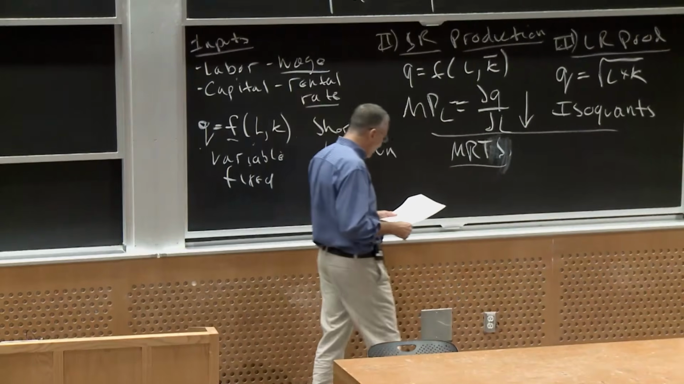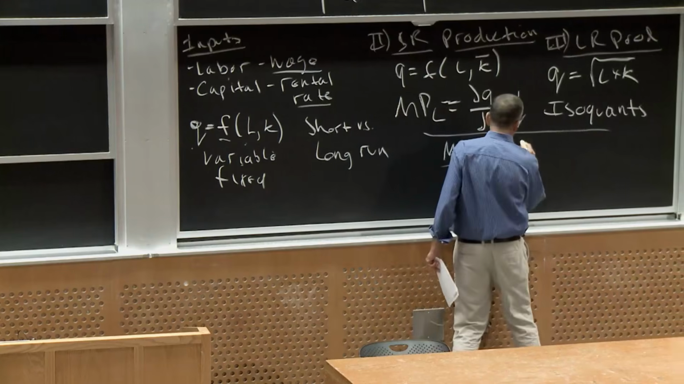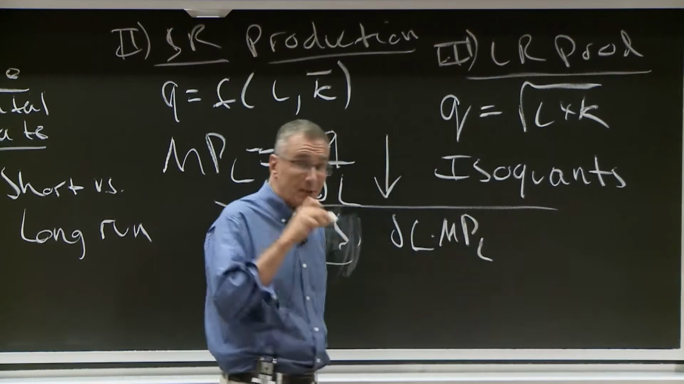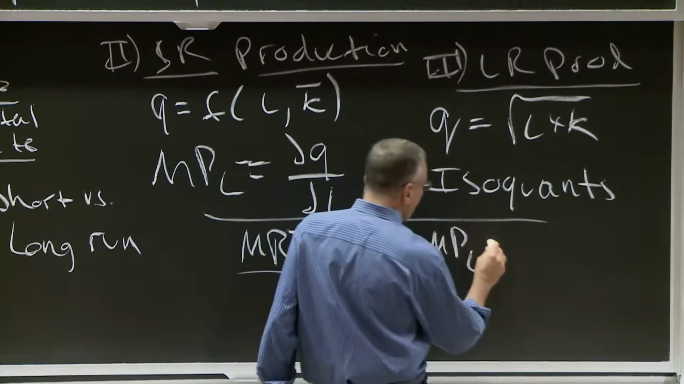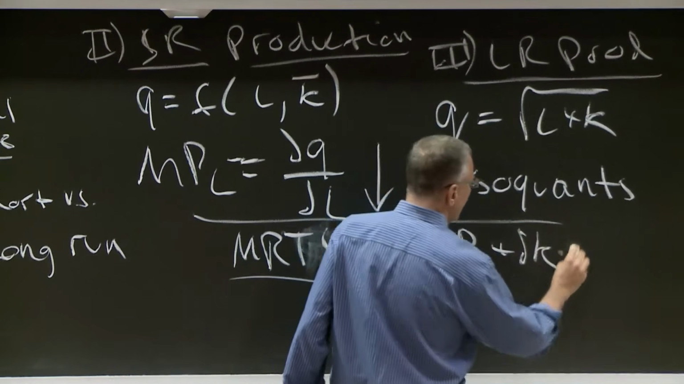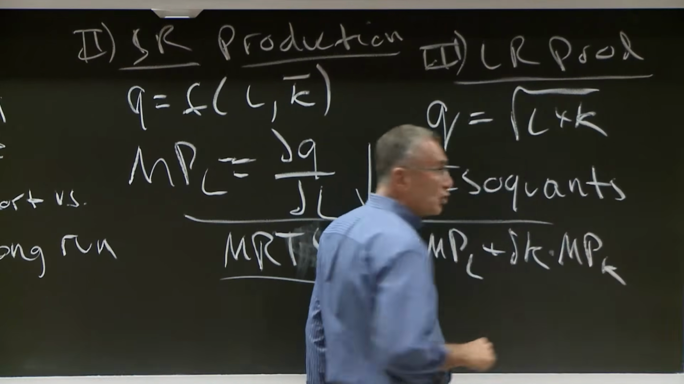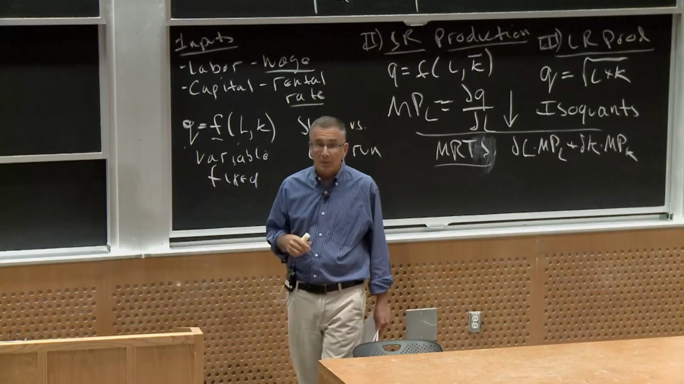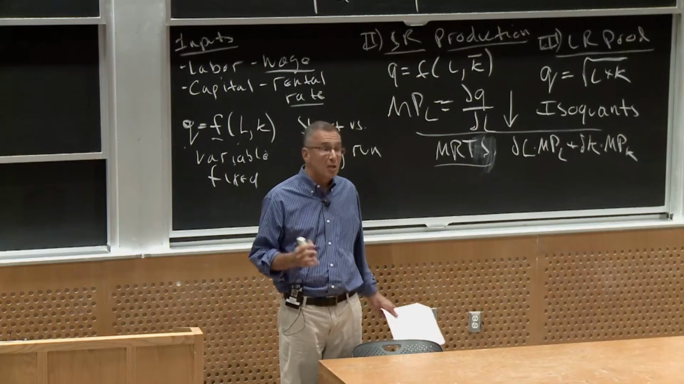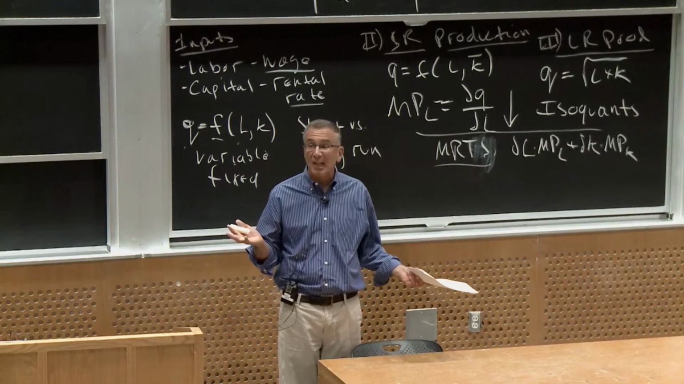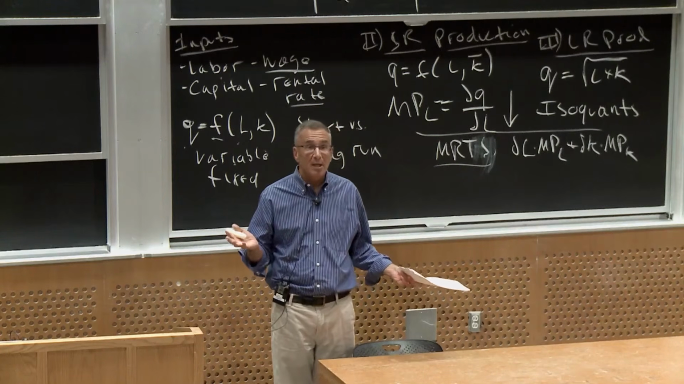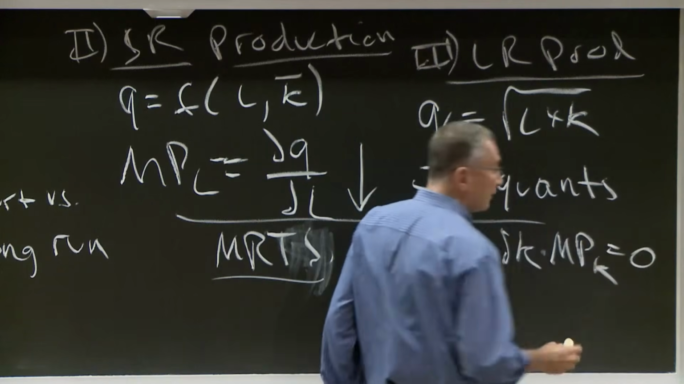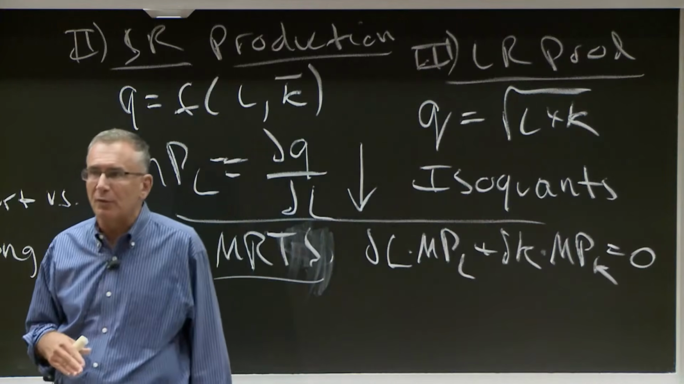Okay? Well, we're asking where dL times MPL, the marginal product of labor, plus dK times MPK, just as there's a marginal product of labor, there's a marginal product of capital. Same intuition, it's diminishing. One worker, each additional shovel does less and less good. Same concept. That's equal to 0 along that indifference curve. It's an incremental step along that indifference curve.